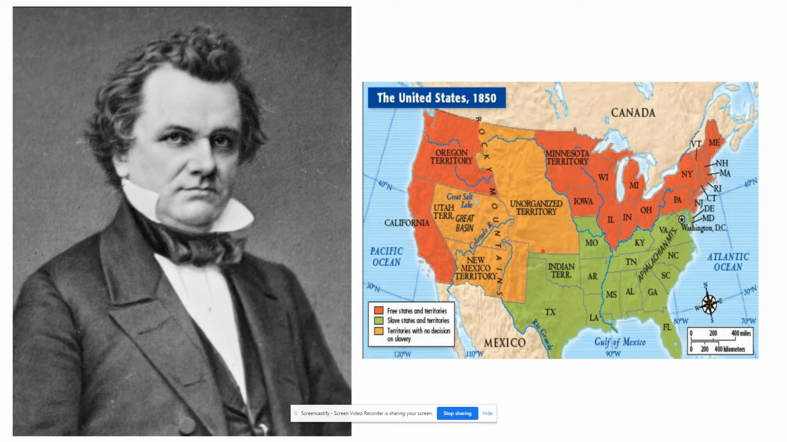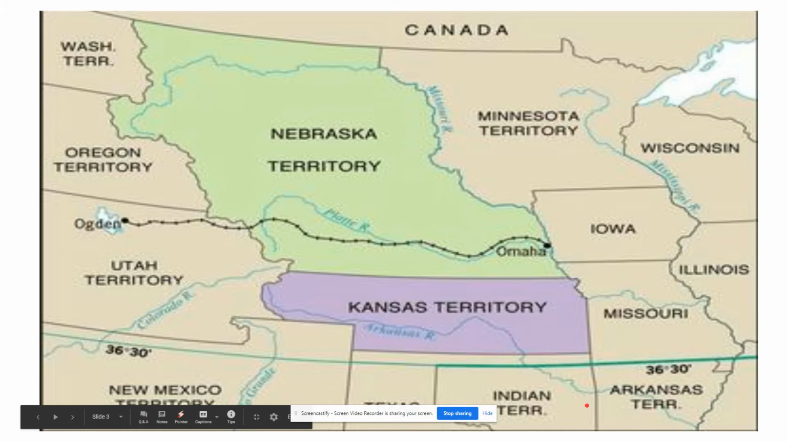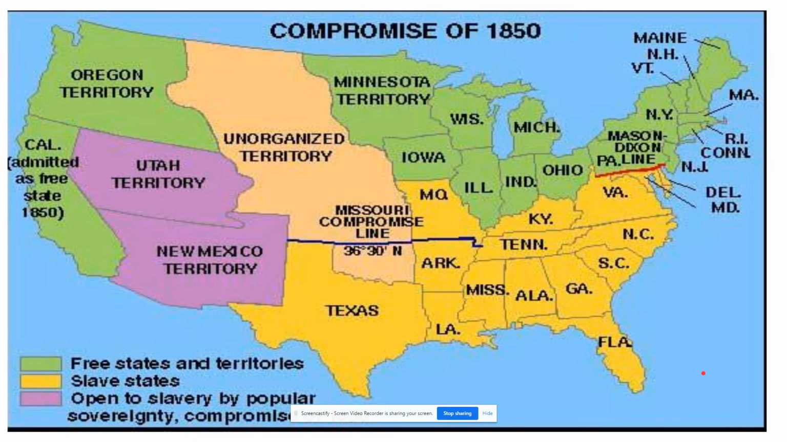So the idea of popular sovereignty now opens up this entire region to the possibility of slavery expanding for a railroad. This is a breakdown of it. It would go from Chicago to Omaha, Omaha to Utah, Utah to California. Because of this, Illinois would make a ton of money on this, but you had to open up this area to slavery. And it basically negates this line. It basically negates it.